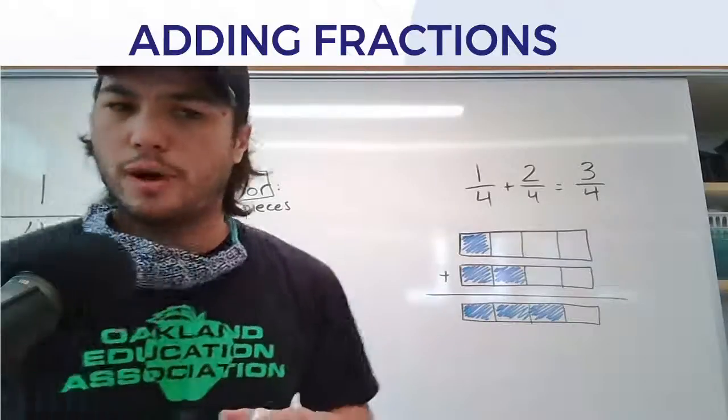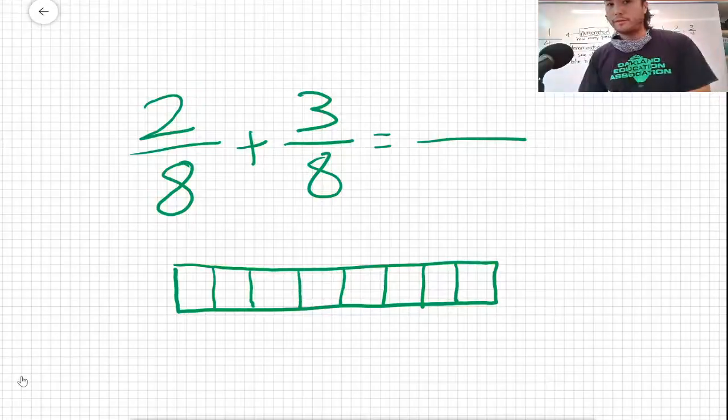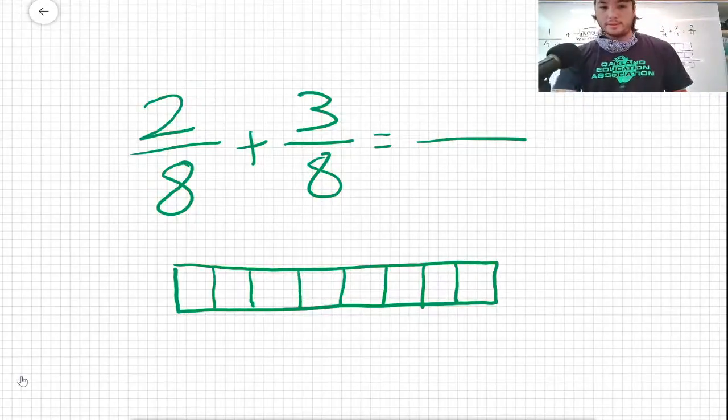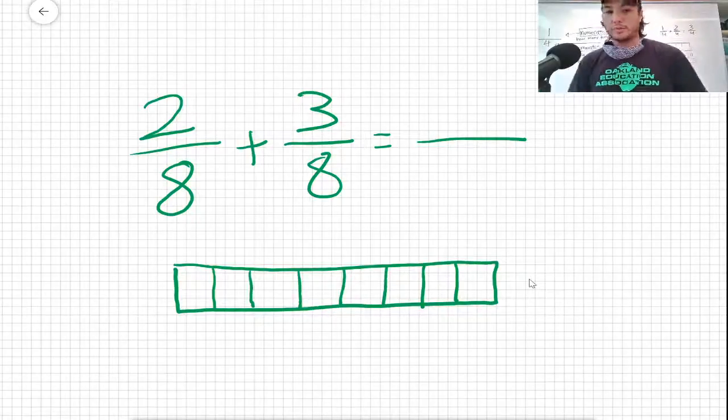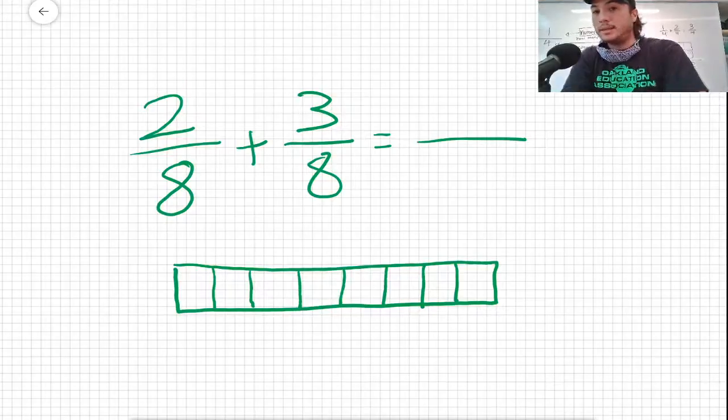Let's move to our digital whiteboard and we're going to practice a few. So here's our first one. 2/8 plus 3/8 equals what? And I went ahead and included a fraction bar below that's cut into eighths. I would recommend doing that as well on your paper, drawing it out. I think that really does help visualize and see what we're dealing with here.